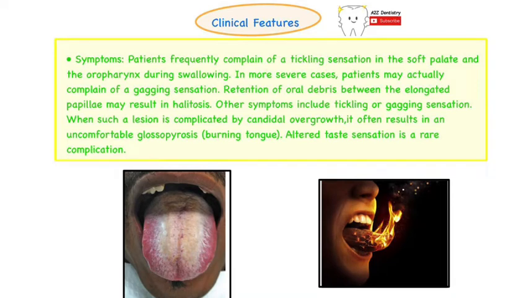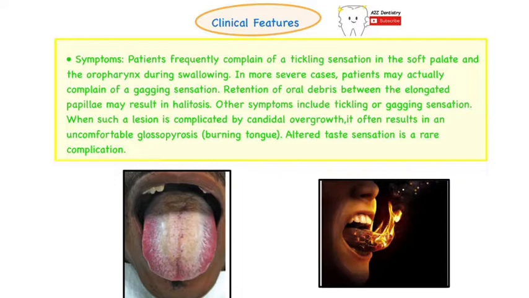Moving on to the symptoms. So basically, patients with such lesions frequently complain of a tickling sensation in the soft palate and the oropharynx, particularly during swallowing. Now, this is mainly implicated because of the overgrowth of the filiform papillae, which tend to contact the soft palate during various masticatory movements, and therefore it may lead to a tickling sensation. In very severe cases, patients may actually complain of a gag-like sensation.